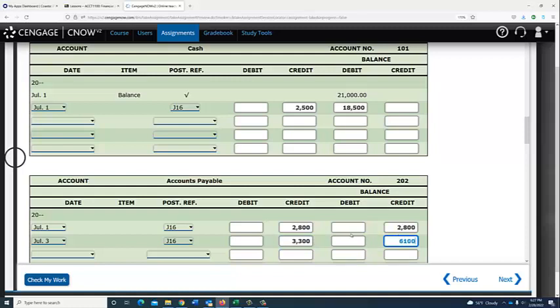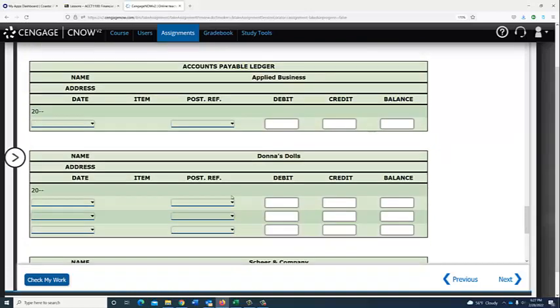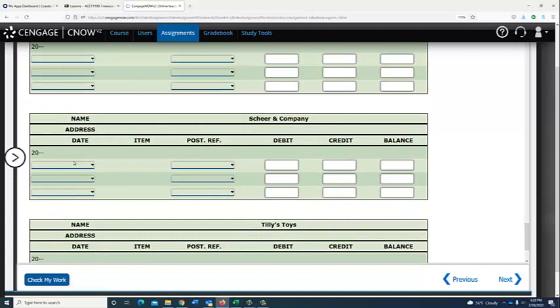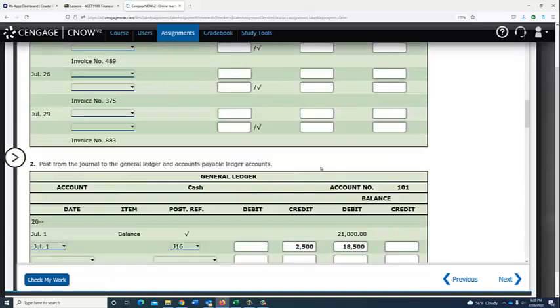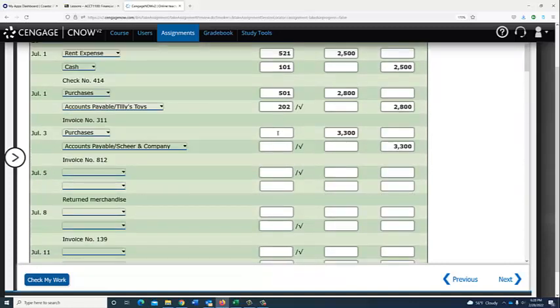We have an existing credit, and another credit will give us a credit of $6,100. We'll add those two together. Okay, and this was for Shear & Company. So we're going to go ahead while we're down here and scroll down to Shear & Company, January 3rd, posting reference, and that credit was for $3,300. So we're going to increase this vendor account by $3,300 and then come in and enter the posting references. So purchases is 501 and accounts payable is 202.